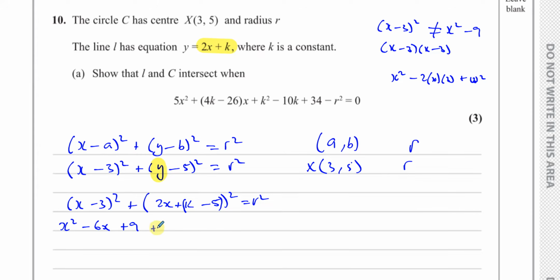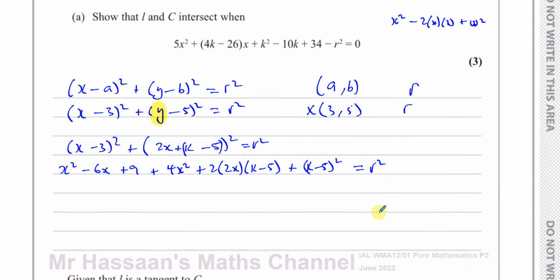I'm going to do a similar thing here. I'm going to square the first term, so that's going to be 4x². Don't forget to square the 2 as well as the x. Then I'll have plus 2 times the first term times the second term, plus the square of the last term, so it'll be (k − 5)², and that will equal r². So let's see how that simplifies.